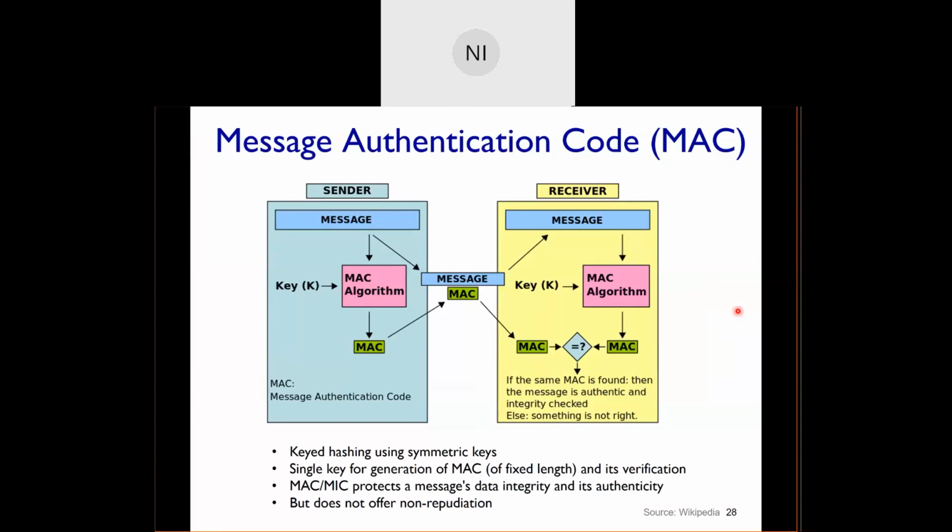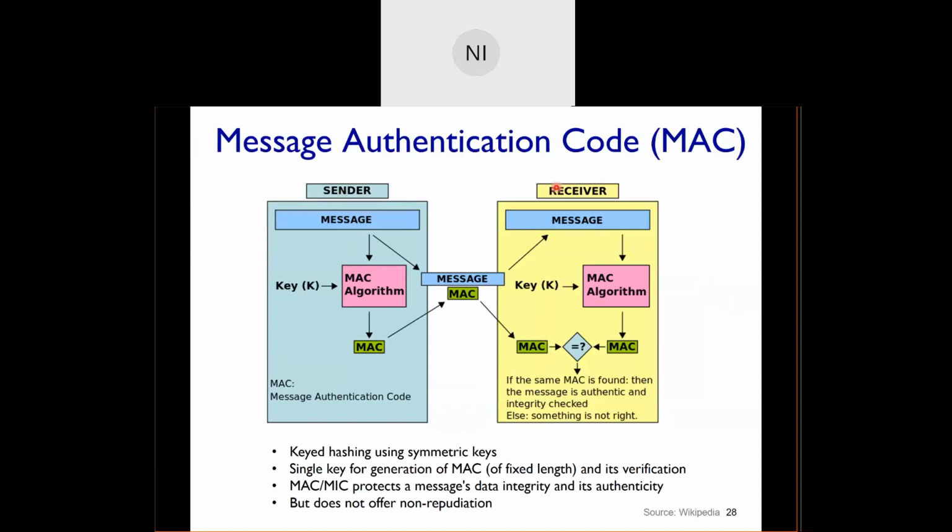Okay, let's look at the second one for data integrity or message integrity, that is called message authentication code. It is also known as message integrity code, MAC or MIC. Don't confuse this MAC with the MAC that is the medium access control or the MAC address that you very popularly use. So here we are talking about the message authentication code. This is how it works out.